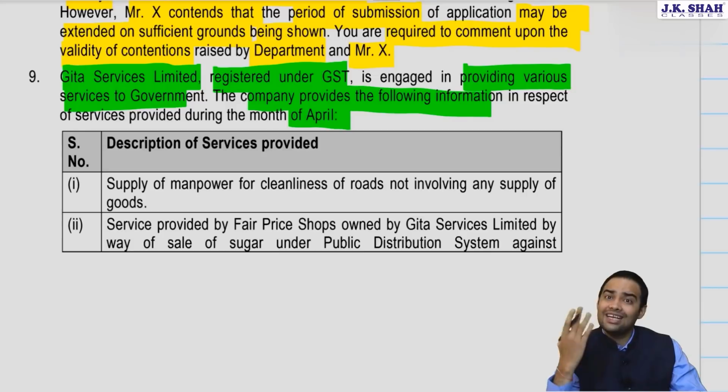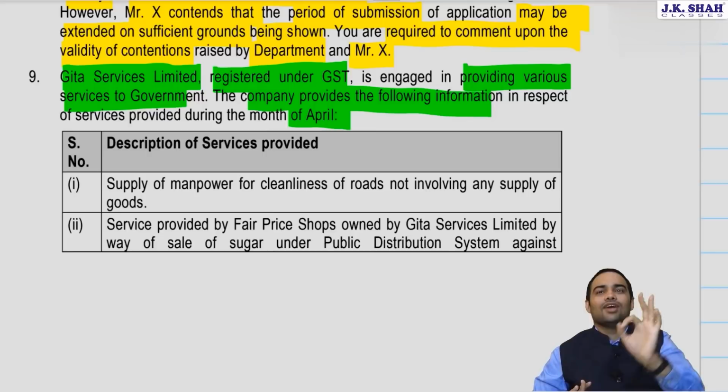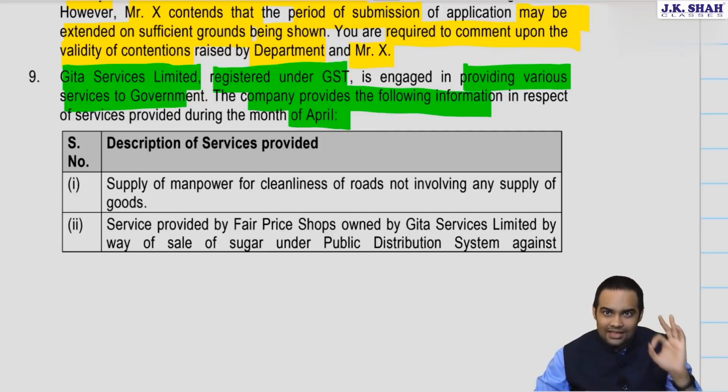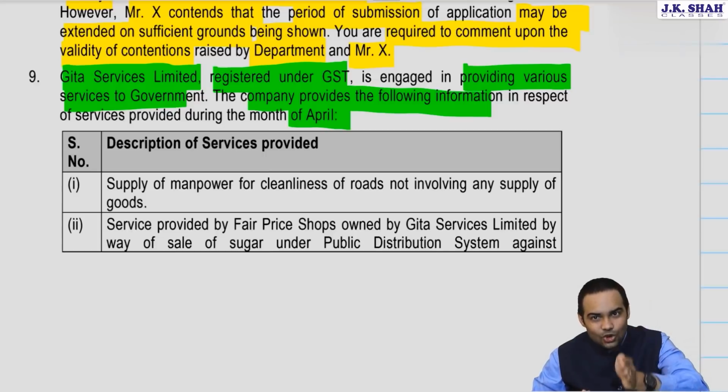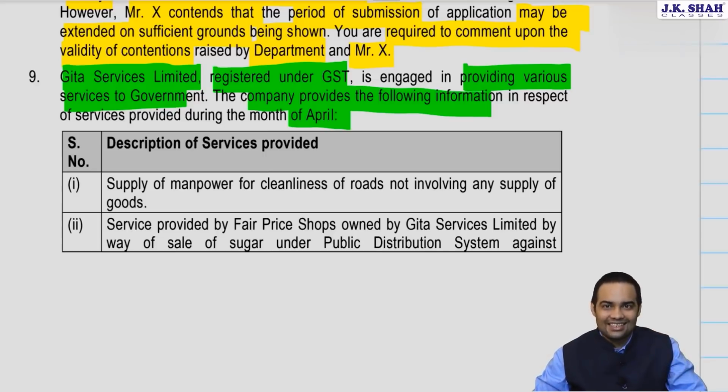Remember, services to government are generally taxable. There are only two exemptions. One, where pure service or composite supply, where the goods element does not exceed 25%. And second one is fair price shops charging commission from government for public distribution system. These are the only 2 points which enjoy an exemption. Otherwise, any service provided to government is taxable. Let's have a look at this.